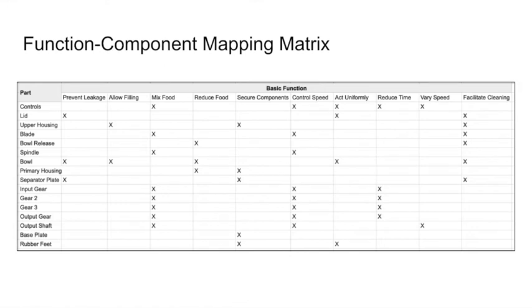This is a function component mapping matrix for a food processor. The functions were found from functional analysis done earlier, and the listed components were found from the leaves of the fishbone assembly diagram. As you can see, there's some components that are able to perform many basic functions, but for some functions only one component or two components are able to do it. This can be a cause for inefficiency.